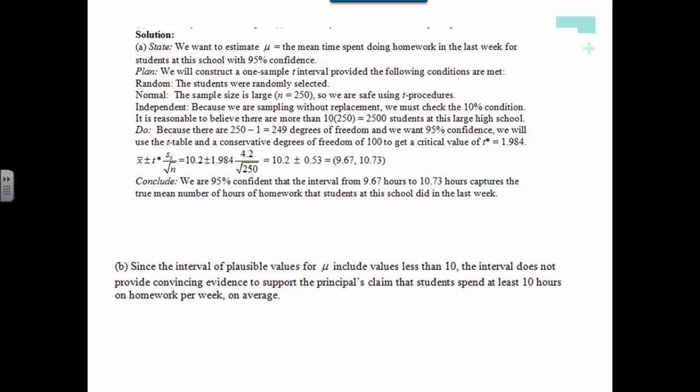There are 249 degrees of freedom. We want 95% confidence. We use the t-table. We'll use the degrees of freedom of 100 to get a critical value of t star equals 1.984. We do the math and get an interval of 9.67 to 10.73. Since the interval of plausible values includes values less than 10, the interval does not provide convincing evidence to support the principal's claim that students spend at least 10 hours on homework per week on average.